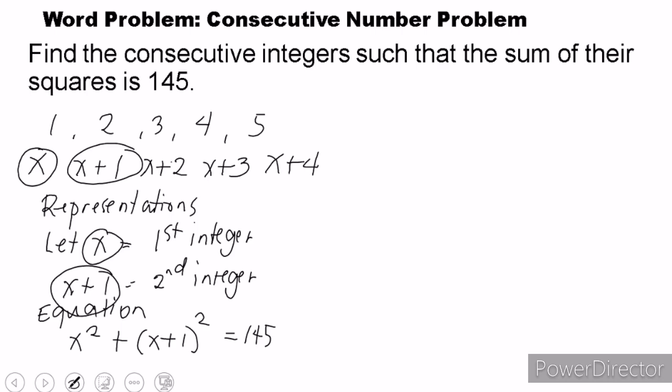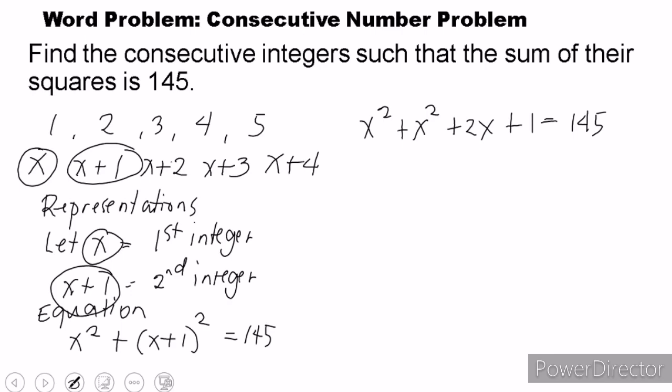Afterwards, expand lang natin si (x plus 1) squared. So, magiging x squared plus square the first term, which is x squared, plus 2 times the product of the first and last term. So, 2 times x times 1 is positive 2x. And then, square the last term. So, 1 times 1 is positive 1, equals 145.